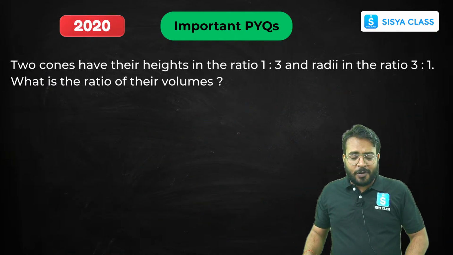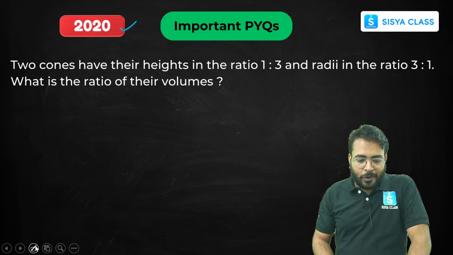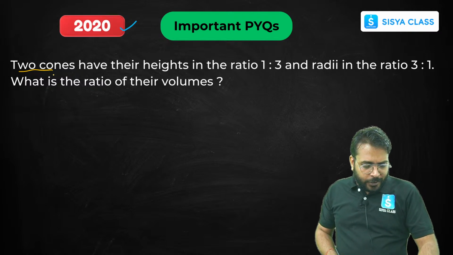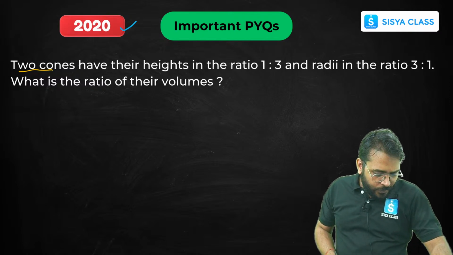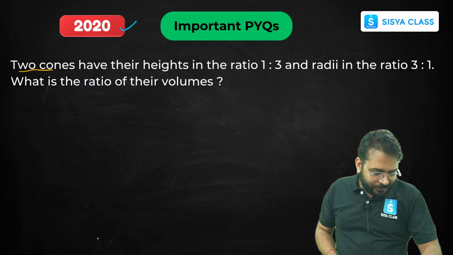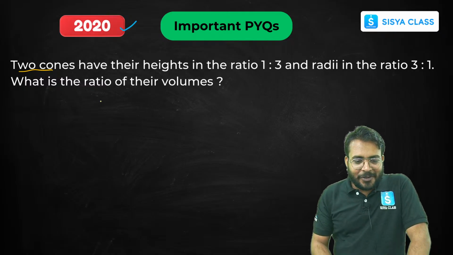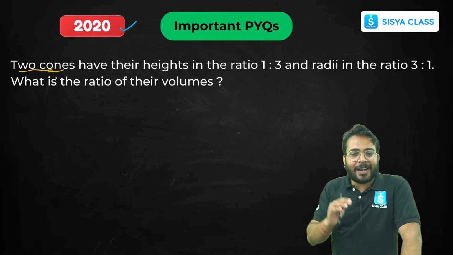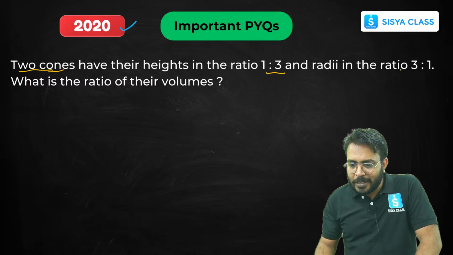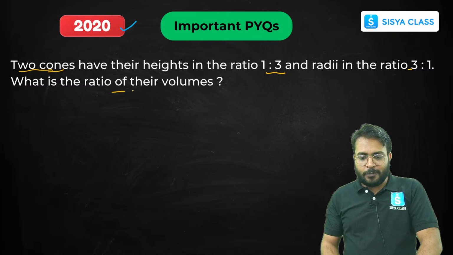Now let us see one more question that was asked in 2020. Two cones, what are they saying? They are saying two cones, option A. So you are solving along with me? Very good. So two cones are there, they are having the same height, in the ratio this and the ratio this. Okay, the same question we have done now.